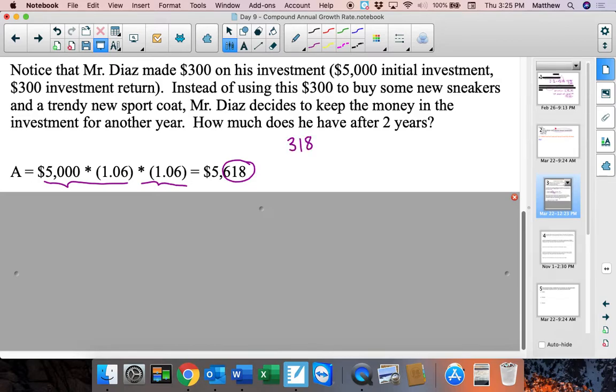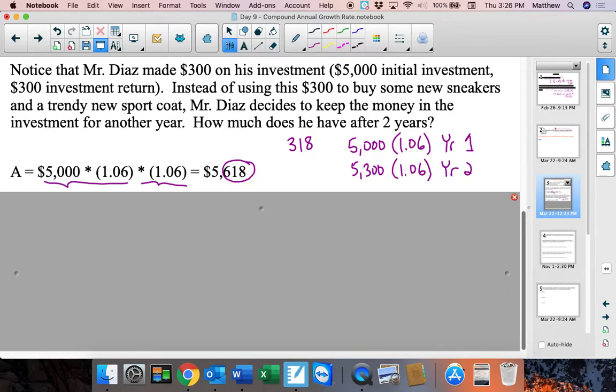And this is probably the most important part of this whole unit, if you can understand that in that first year it was 5,000 times 1.06. This is like year 1. But in year 2 it was the 5,300 times 1.06.